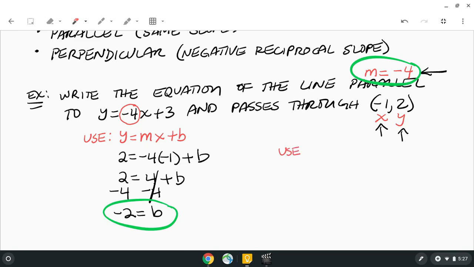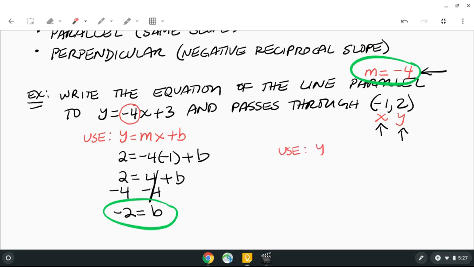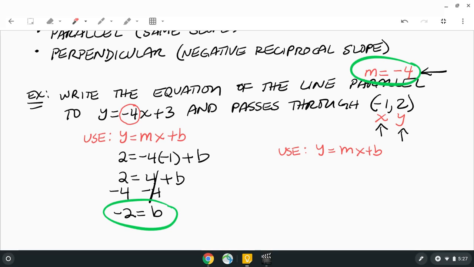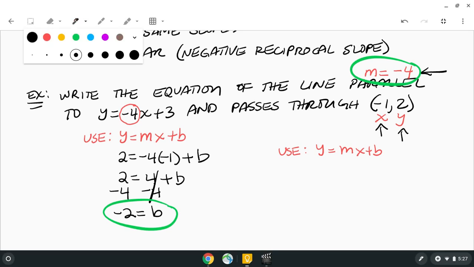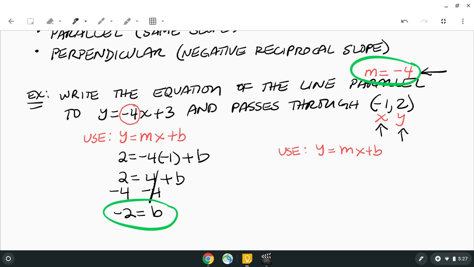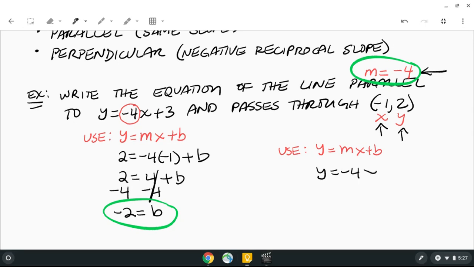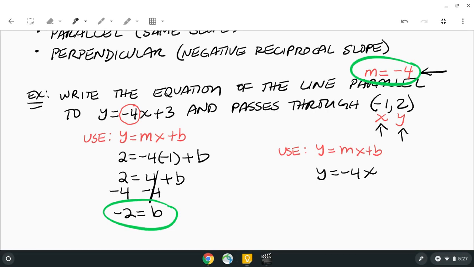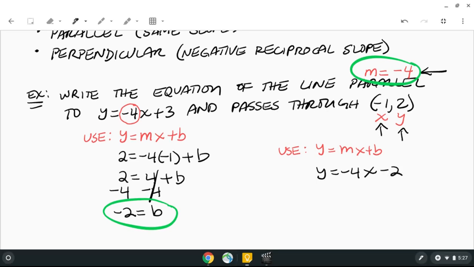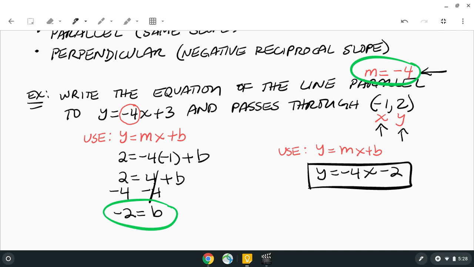And now we are going to use y equals mx plus b again. But now all I do is plug in for the m and plug in for the b. Okay, so we leave the y. m is -4. We leave the x. And b is -2. Okay, so that's how you write the equation of a line that's parallel to another one.